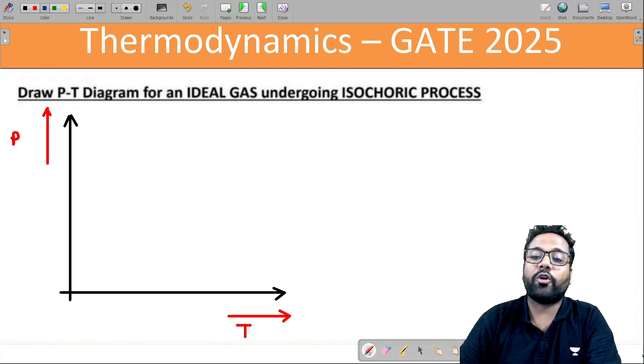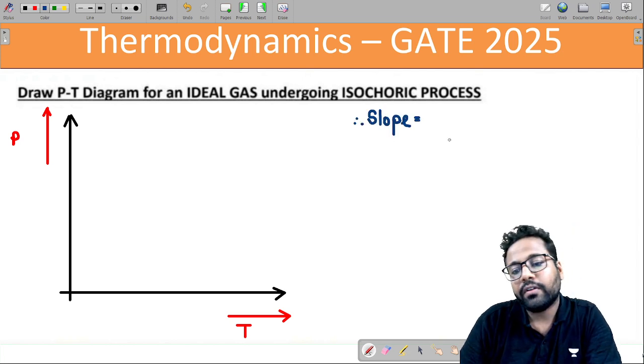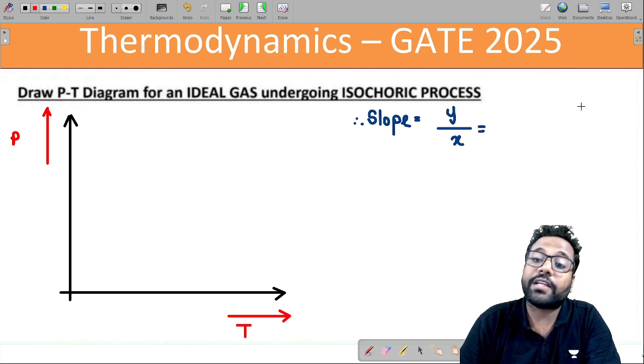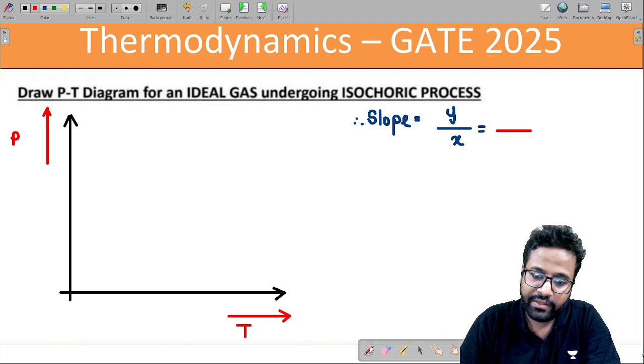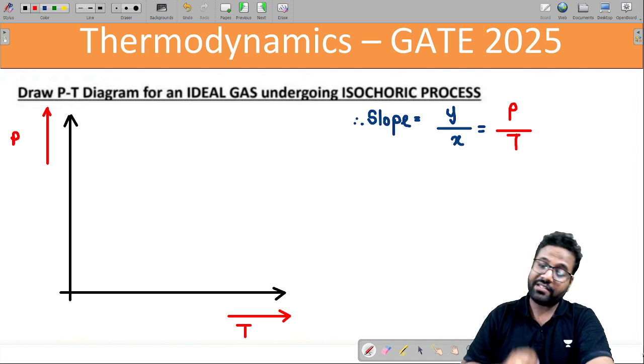Sir, the slope is always defined by the y-axis coordinate upon the x-axis coordinate. So for the PT diagram, sir, pressure is the y-axis coordinate and the temperature is the x-axis coordinate. P upon T.